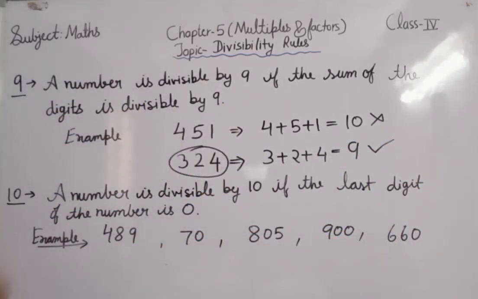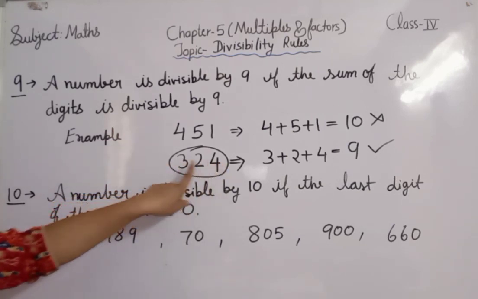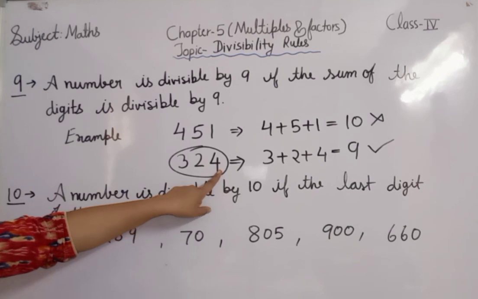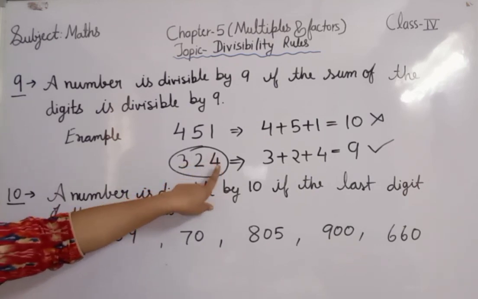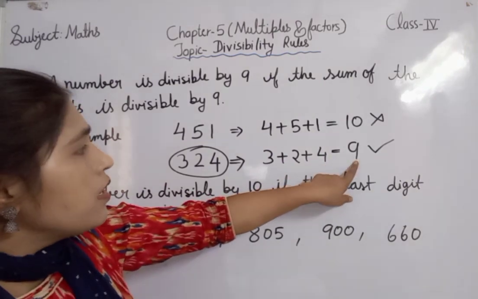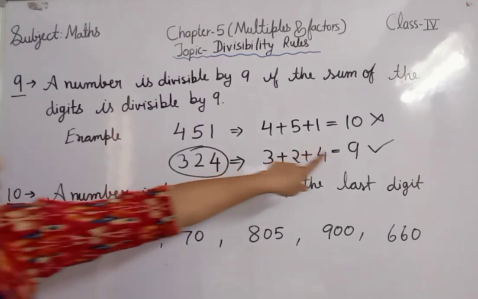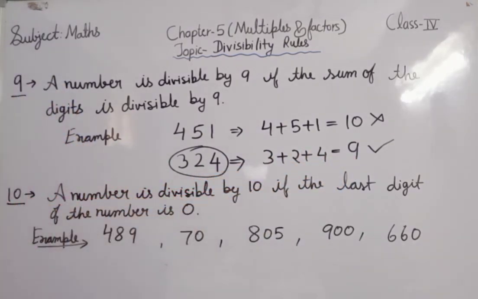Clear? We have to just add the digits. Whatever digits are there, 324, we add 3 plus 2 plus 4, and you will get 9. 9 comes in the 9 table. It means this whole number is divisible by 9. Clear? This is the rule for 9, like for 3.